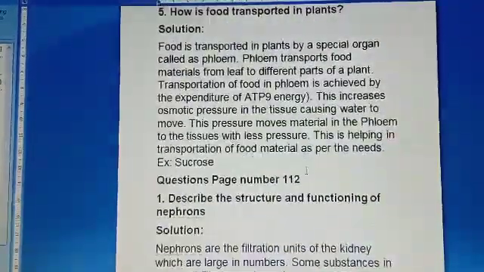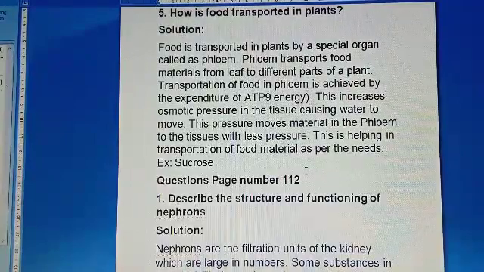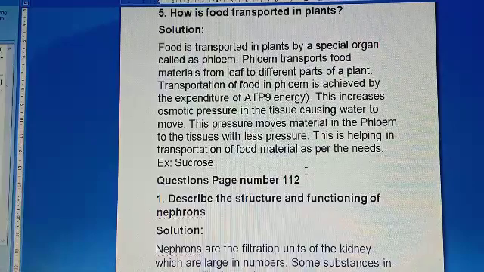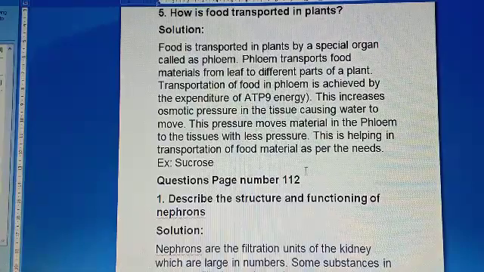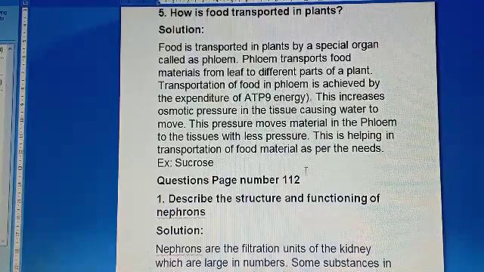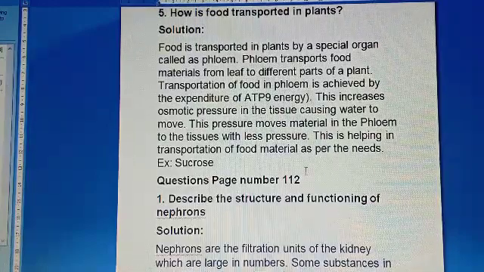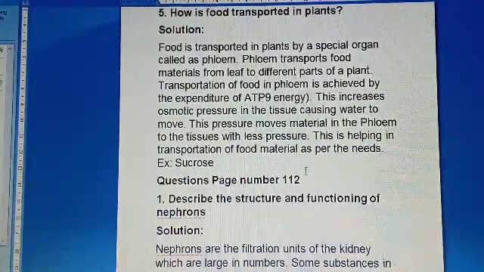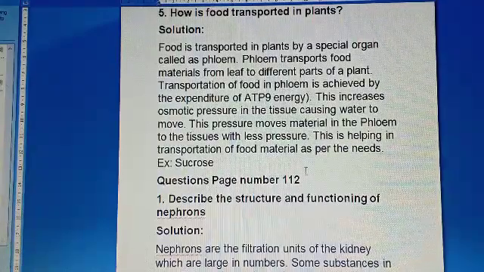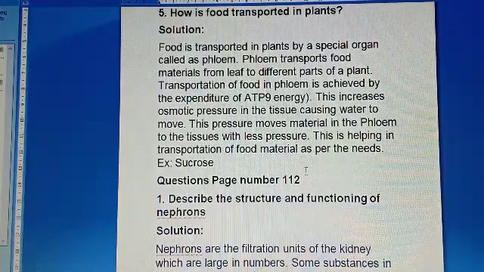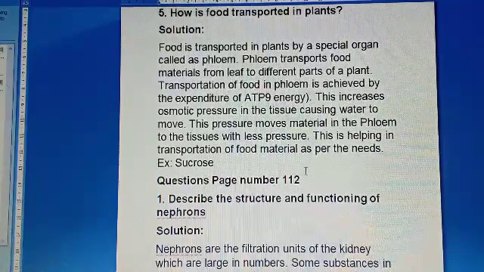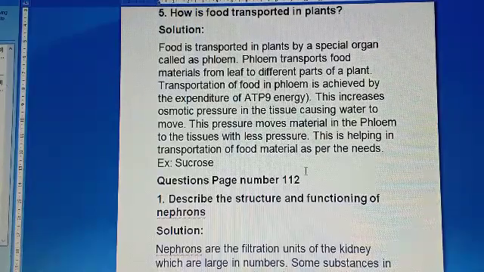As we see, for the food, the phloem is useful. Food is transported in the plants by the special tissue called the phloem. Phloem transports the food material from the leaf to the different parts of the body. This increases the osmotic pressure in this tissue, causing water to move. This pressure moves material in the phloem to the tissue with less pressure. This helps the transportation of the food material as per the need, and the main material transported in the plant is sucrose.